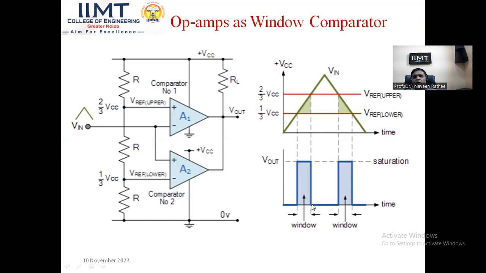So you see over here from 2/3 of VCC to VCC maximum and again back to 2/3 of VCC, no output signal is detected. So there is a window, a band of voltages which are available at the output. So that is why it is called a window comparator, right?